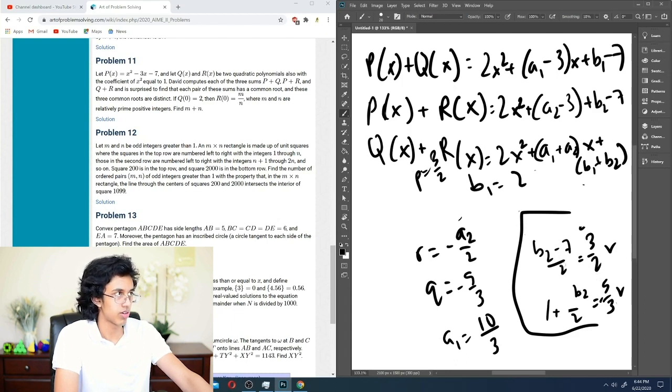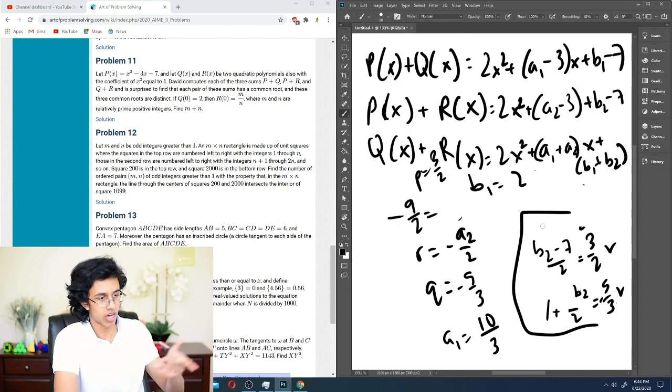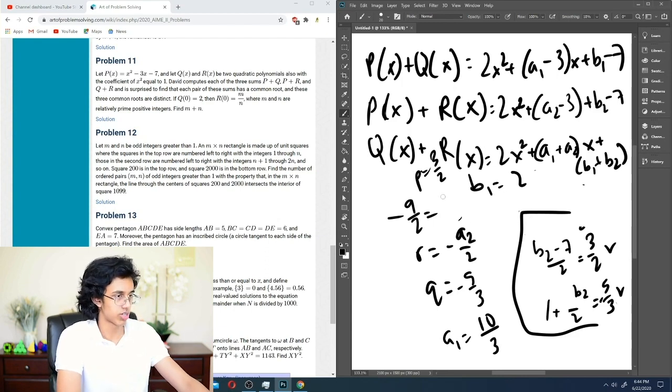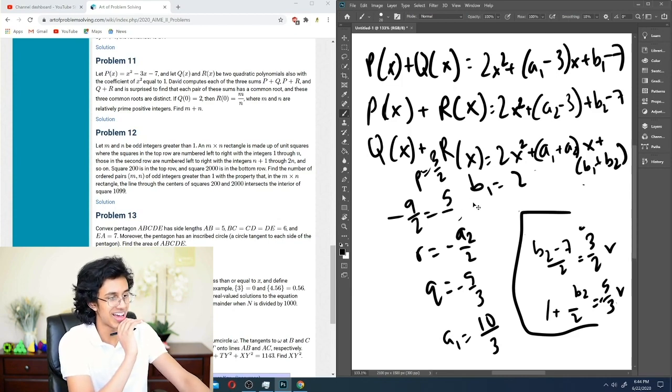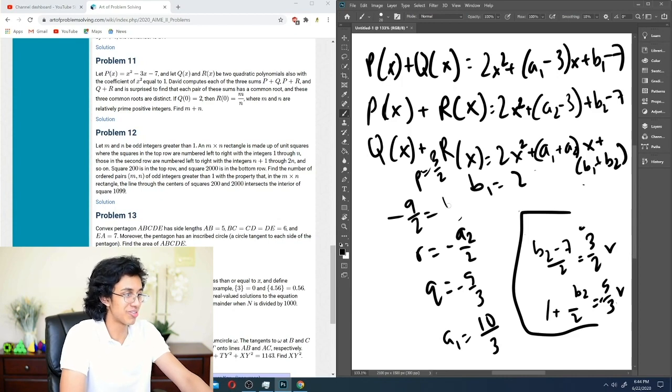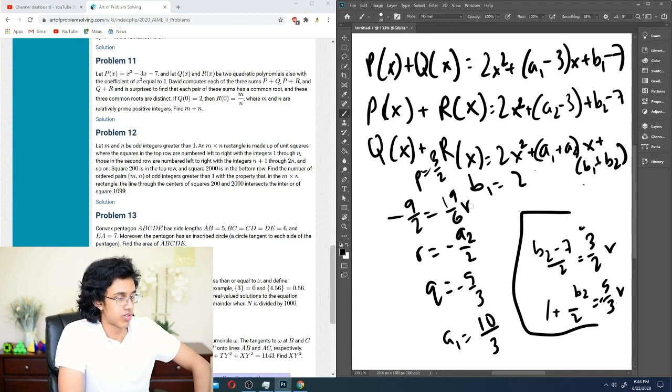Then this would be negative 7 over 2, so it would be negative 9 over 2. And then the right side would be 3 halves plus 5 thirds, which is 9 plus 10 over 6, which is 15 over 6, which is 5 over 2. Wait, what? That's not right. Do I not know how to add? Oh, wait, 9 plus 10, 19 over 6. Okay, that makes a lot more sense. Okay, and then we multiply and we get negative 27 over 19 is equal to r.